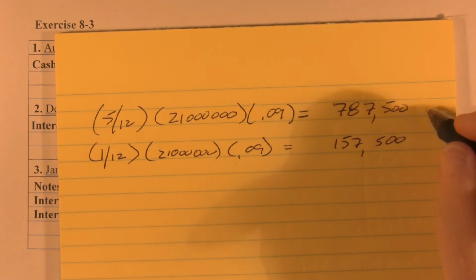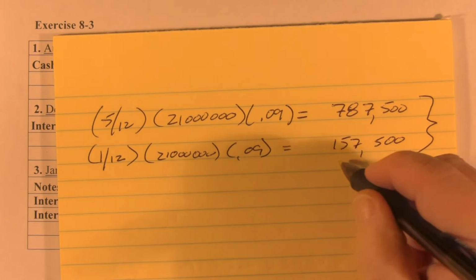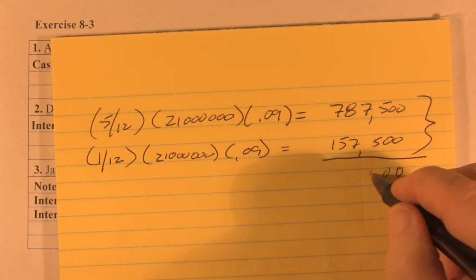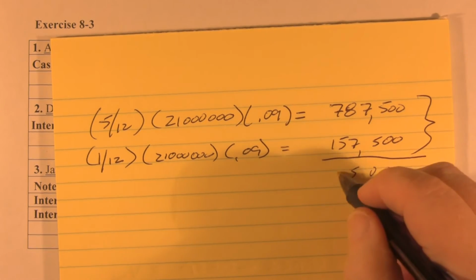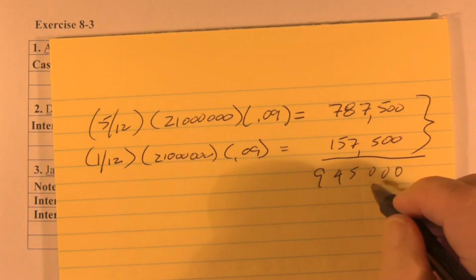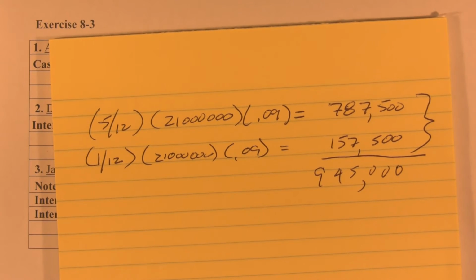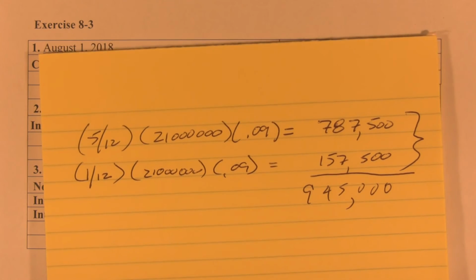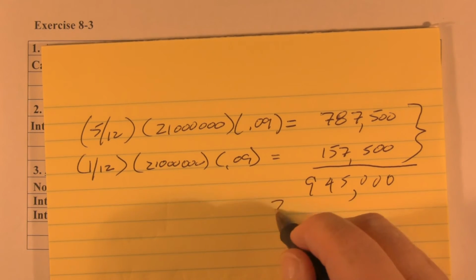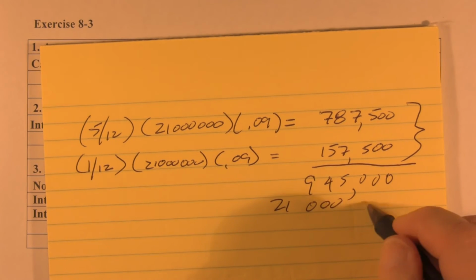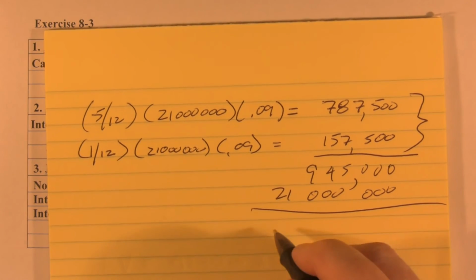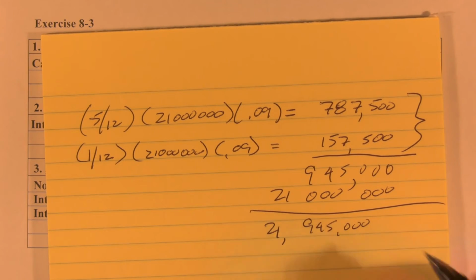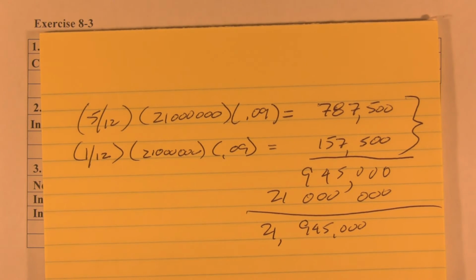So altogether, this is the amount of total interest we're going to pay them. We're going to be paying them $945,000 interest, and we're going to be paying them back their $21 million. So the amount of cash we're going to be paying is $21,945,000. That's how much cash we're going to be paying.